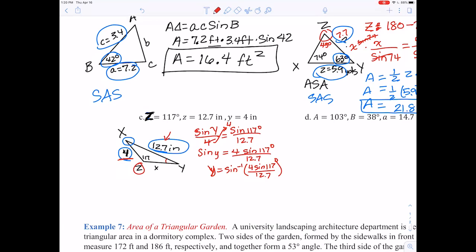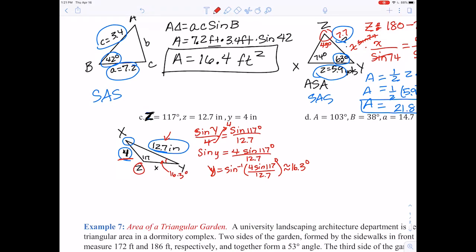Remember, when you have side, side, angle, you always have to be careful about whether or not you're going to get a solution. This is going to give us a solution. So we're going to do sine inverse. I'm just plugging that into my calculator here. So I'm getting the measure of approximately 16.3 degrees. And so that is the measure for angle Y. So I'm just going to slide that in there, 16.3 degrees.